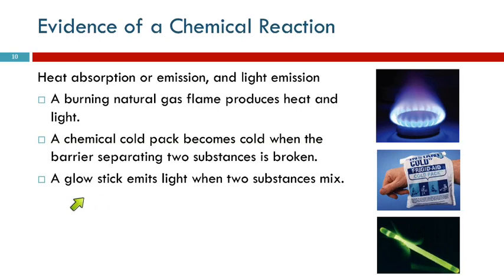Glow sticks. Glow sticks are chemical reactions. You take the glow stick and you bend it to break the little glass tube inside, and as those two substances mix, a chemical reaction occurs and light is given off. So heat can be absorbed or emitted. Light may be emitted. That's evidence of a chemical reaction.